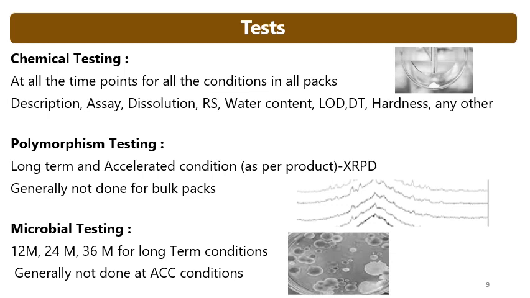Generally, it is not done for the bulk packs because bulk packs are not going into the market, and also these bulk packs are packed for the remaining samples after the stability packaging. Microbial testing is done for long-term conditions and generally it is not done at accelerated condition because at accelerated condition the humidity levels are higher. Also the temperature levels are higher. Microbial testing is done at 12 months, 24 months and 36 months for long-term conditions.